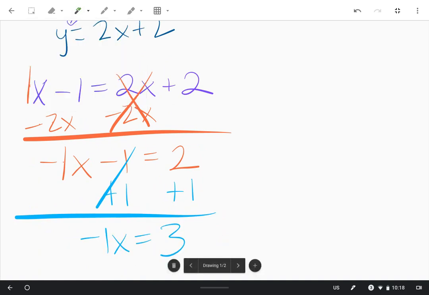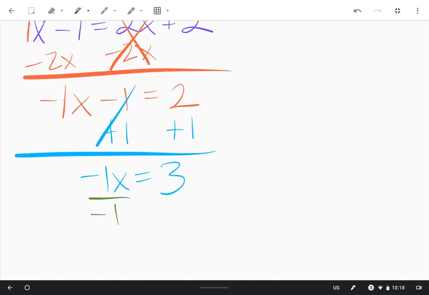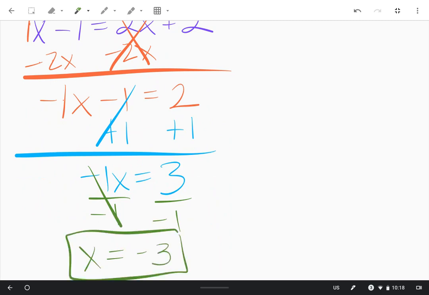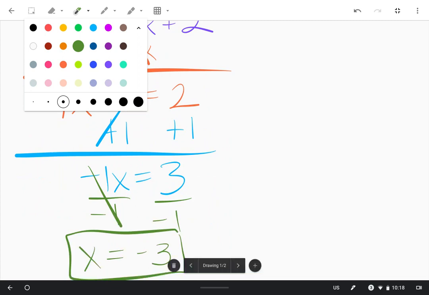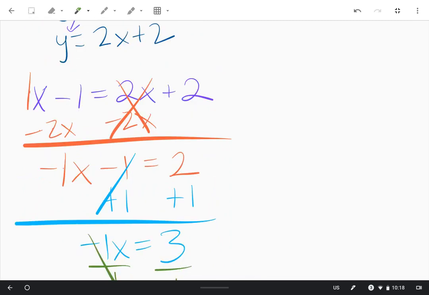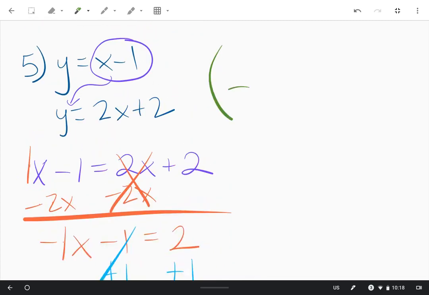Let me go on to our next step. We divide by negative 1 on both sides. That cancels, leaving me with x equals 3 divided by negative 1, which gives me a negative 3. Again, once I get my first solution, let's go ahead and write that up here. We have negative 3 as our x value.